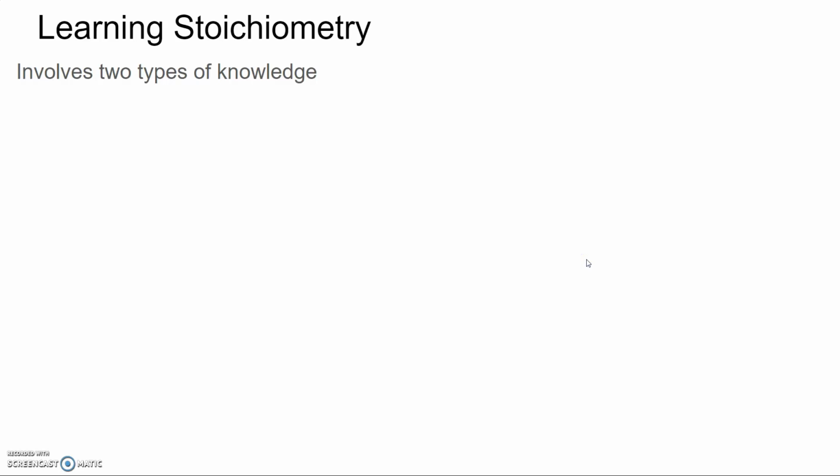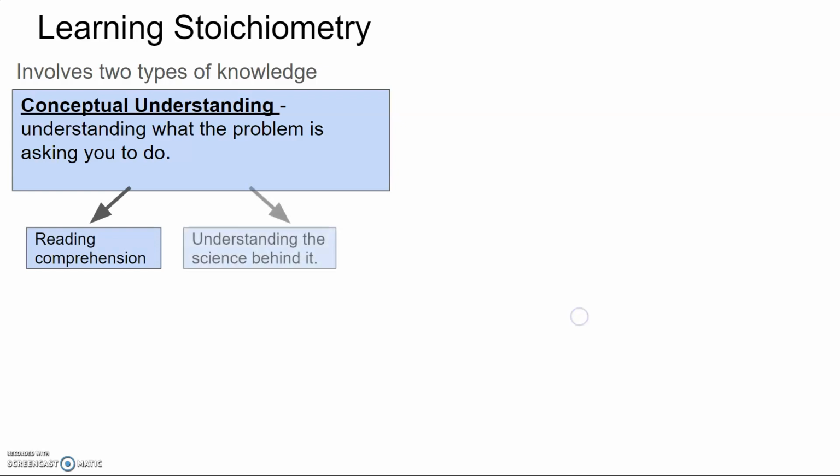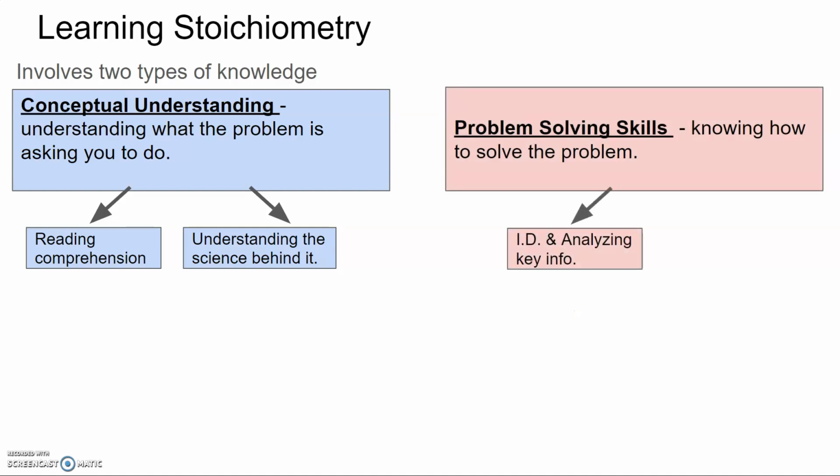Now, before we go into looking at problems, I just want to also go over, if you've not seen the video for extra help on stoichiometry, how we learn stoichiometry. Learning stoichiometry involves 2 types of knowledge. There's conceptual understanding, which has to do with reading comprehension and also understanding the science behind what you're learning in stoichiometry. But there's also problem-solving skills, which involve identifying and analyzing key information and the math that you use to solve the problem.